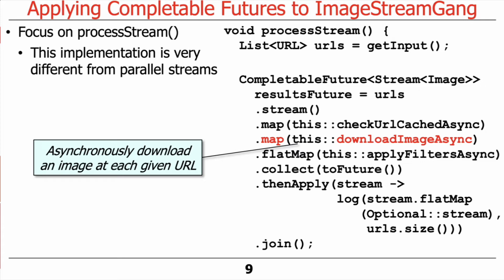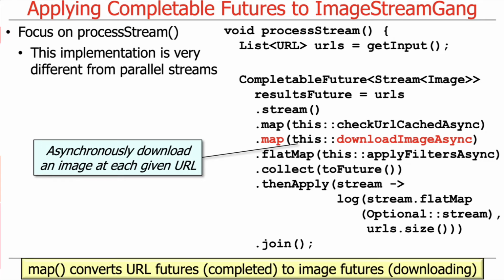And then we go ahead and we take that stream and we apply the map intermediate operation again. And this time we pass in the download image async behavior. And what download image async does is it converts the URL completable futures for images that have not already been downloaded, so the ones that we've not seen yet. We're going to go ahead and start to download them asynchronously. So we're going to download those things asynchronously.